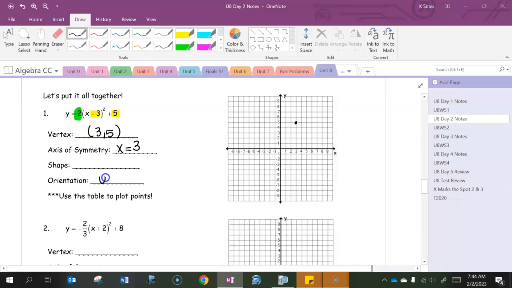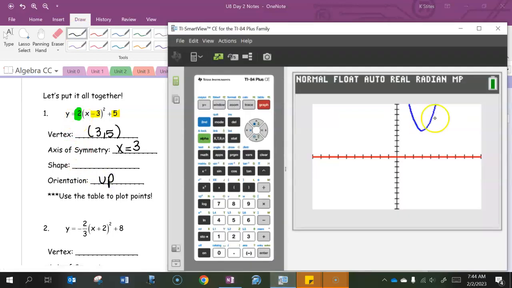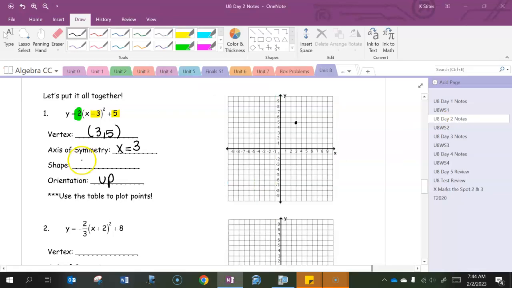The shape and the orientation have to do with our a value, which is right there, 2. Orientation, it's a positive, so this is oriented up. You can also just see that it's up. And since it's a 2, which is more than 1, our shape is narrow.